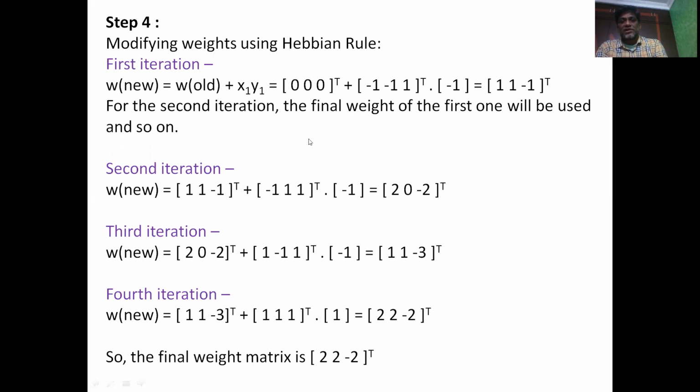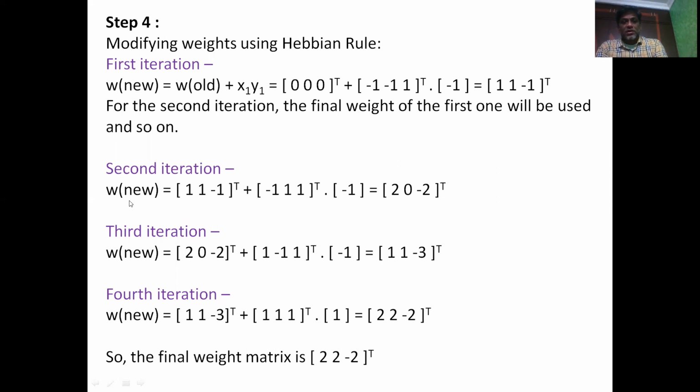Okay. So for the second iteration, we will consider this as the weight matrix. Initially weights are 0, so we considered 0 as the weight matrix for the first iteration. For the second iteration, weights are updated now. It is 1 1 -1 transpose. So you need to consider this updated weight matrix for the second iteration.